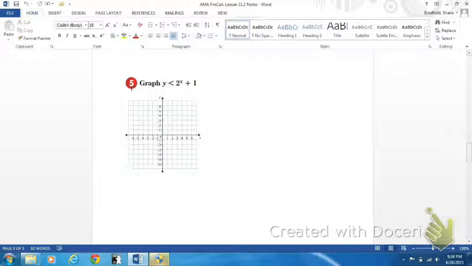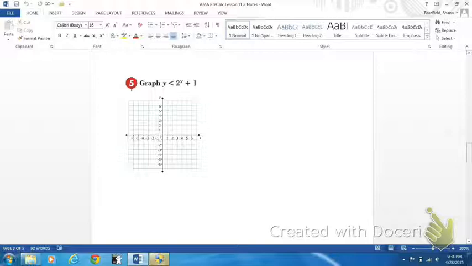All right, for the one that's marked number 5, it's not an equation, but it's an inequality. So you need to think about what that means. If it's a less than or greater than sign, it's going to be a dotted line. If it's a less than or equal to or greater than or equal to, it's going to be a solid line. And then we're going to have some shading.